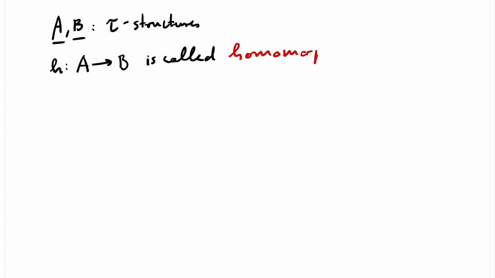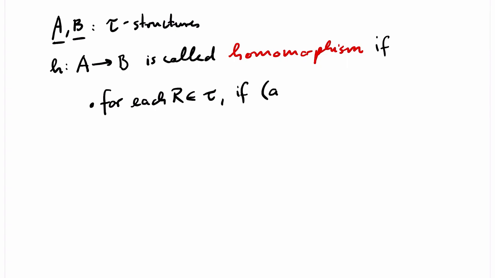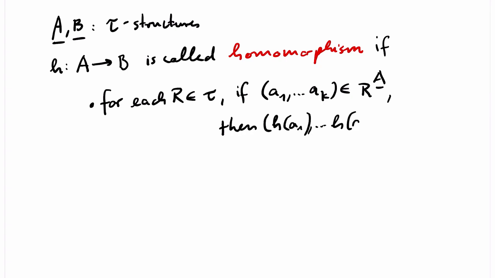Let A and B be tau structures. A mapping h from the domain of A to the domain of B is called a homomorphism if it preserves all the relations and all the functions. For relations, this is really just the straightforward analog of what we have seen for graph homomorphisms. If you apply h component-wise to a tuple in a relation of A, then the resulting tuple must be in the corresponding relation of B.